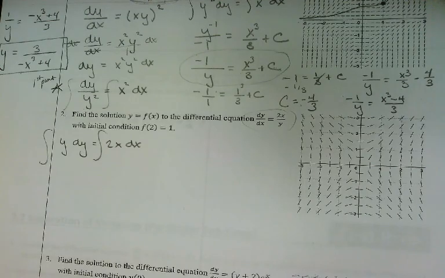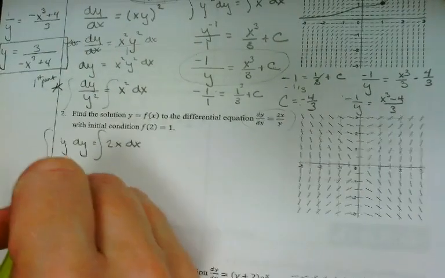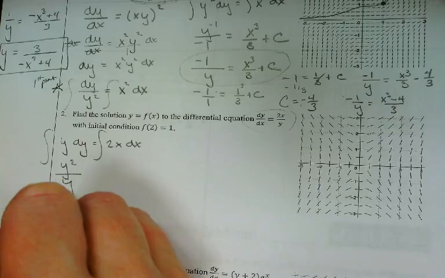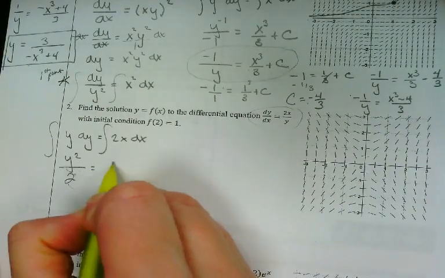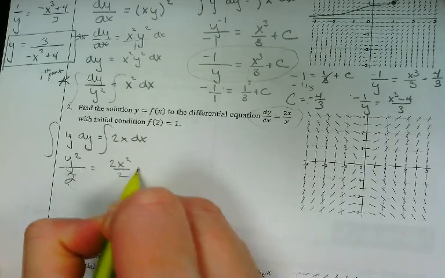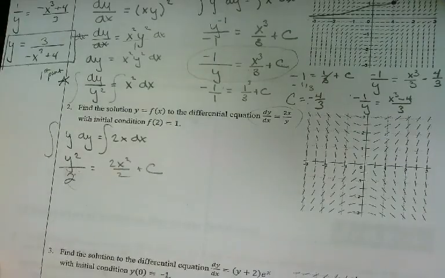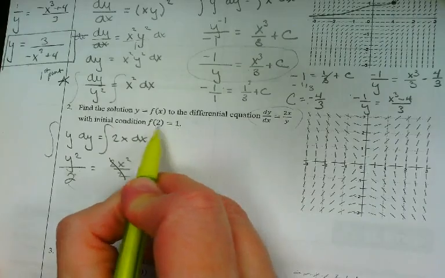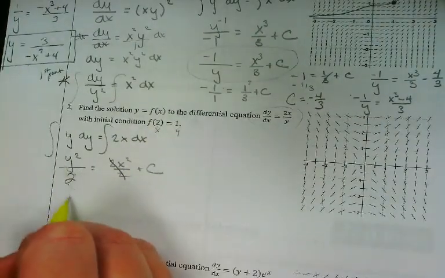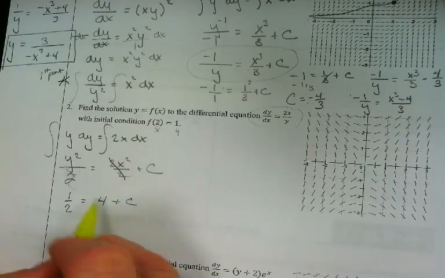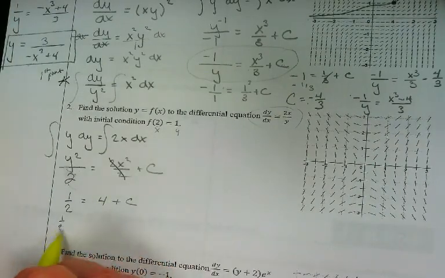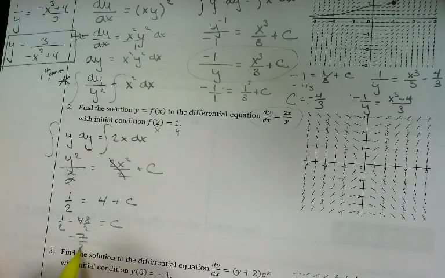How's that sounding for C? Let's see, if I write it out, I get y squared over 2 equals 2x squared over 2 plus c. Plug in my 2 and my 1, so obviously x and y. So that gets me 1/2 equals 4 plus c. And if I subtract my 4, that's 1/2 minus 4, which I'm really going to call 8/2. I get a negative 7/2 for c.